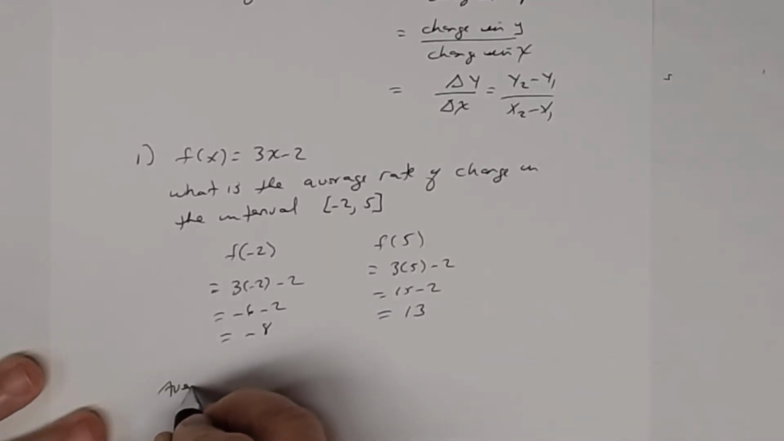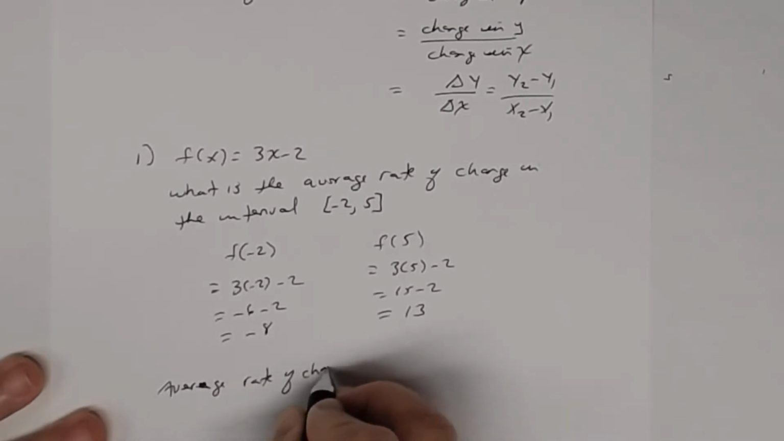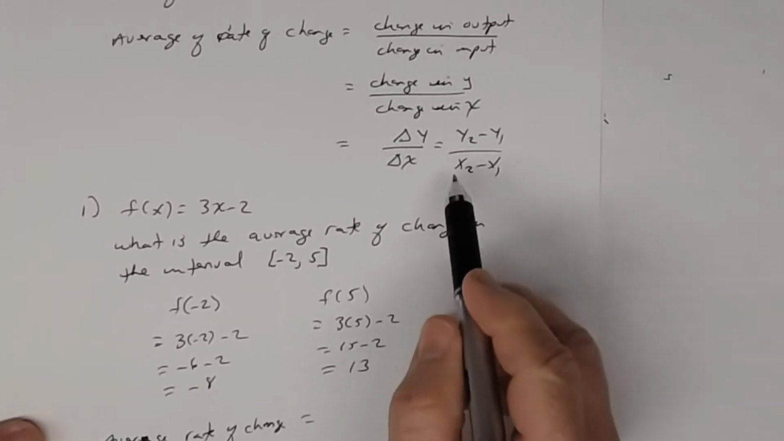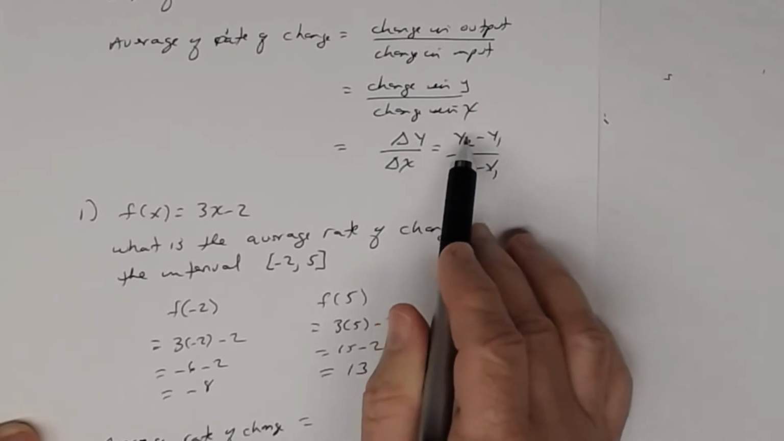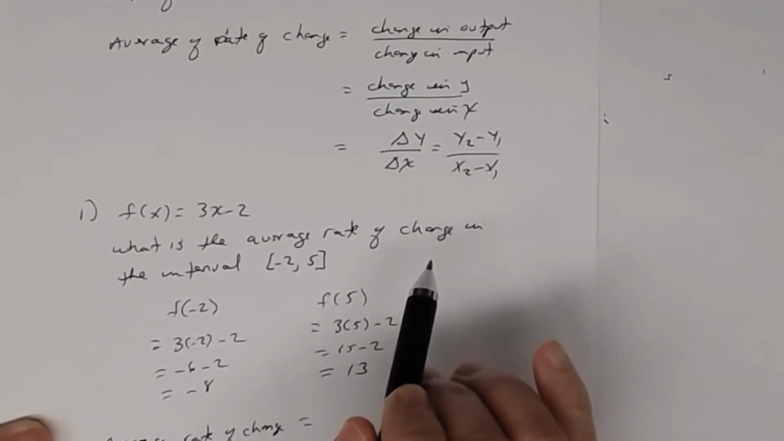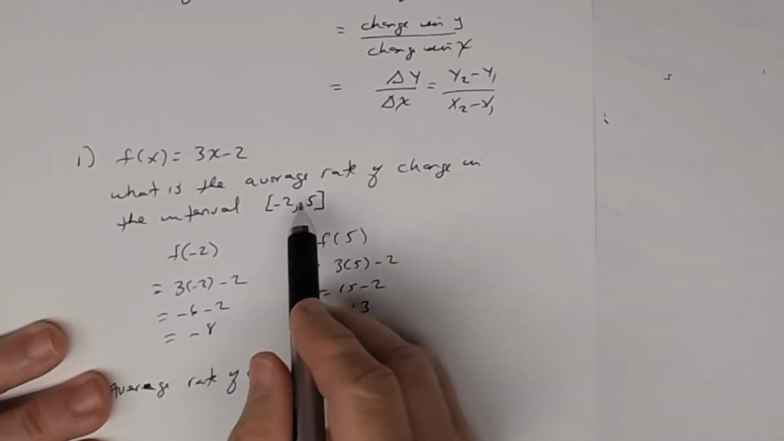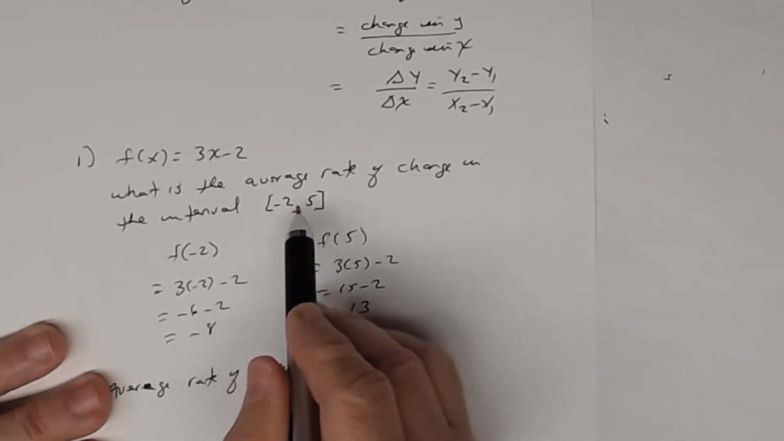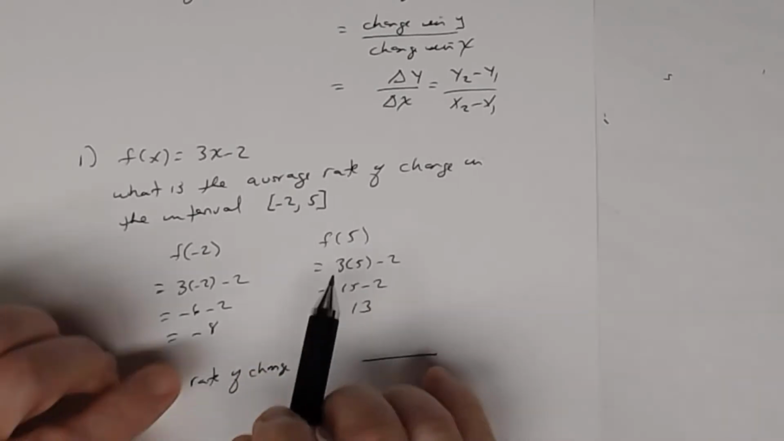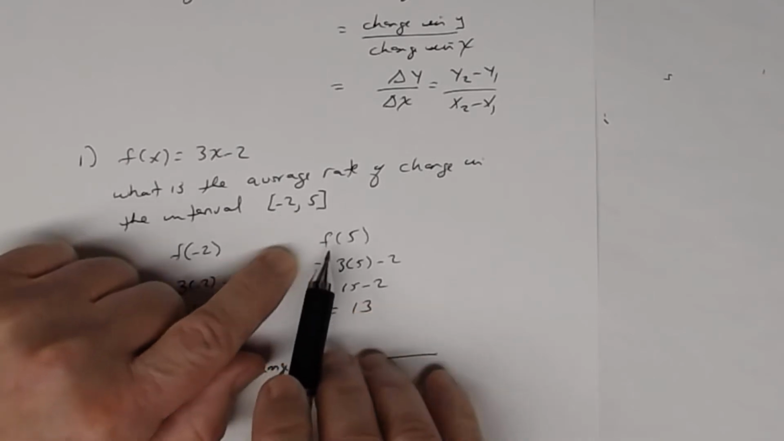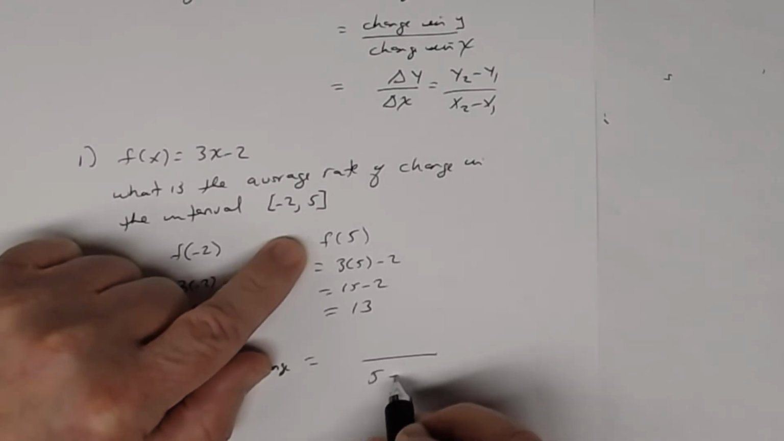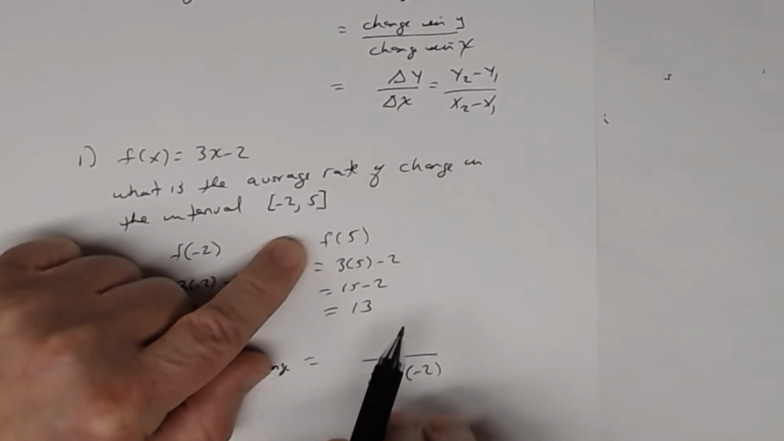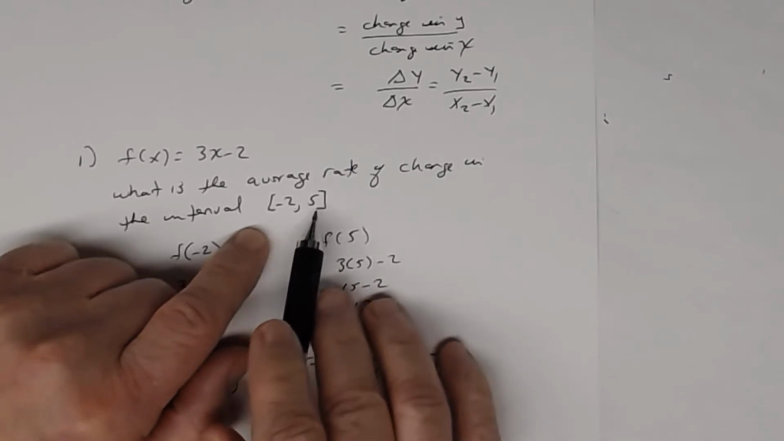So the average rate of change will equal, all right, now see how I have y2 minus y1, and remember the idea of slope: if you start with y2, you must start with x2 in the denominator. So these are your x values right here, -2 and 5. So when I do this, if you put 5 first, then you have to put f of 5 first in the numerator. So 5 subtract -2. So watch what happens. Remember x2 minus x1.